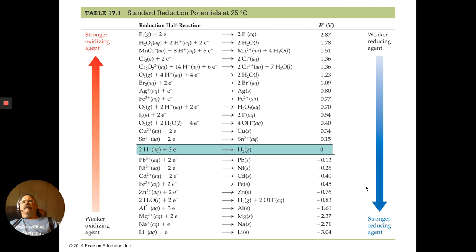Here is a chart of standard reduction potentials for various half reactions. And these are all compared to the standard hydrogen electrode. Those half reactions that are listed above hydrogen represent species that are more easily reduced than the hydrogen ion. Those species that are below hydrogen are more difficult to reduce, more easily oxidized in the reverse reaction.